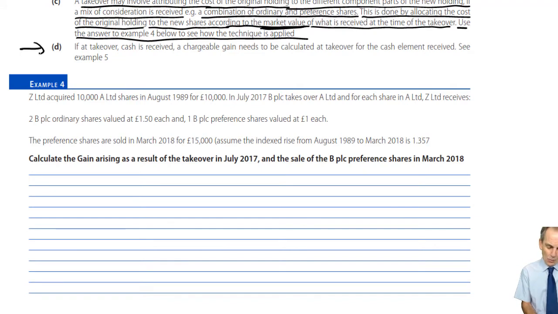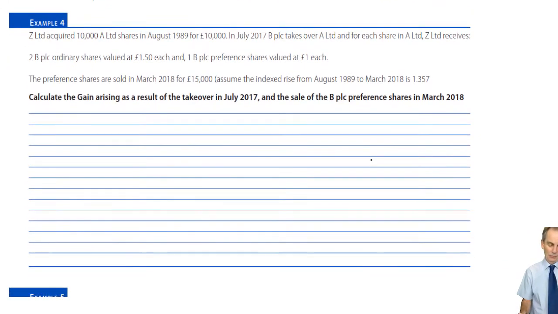We'll then see what would happen if you receive some cash, at least as part of the consideration where there is a takeover. Well, of course, if you receive cash, then an immediate gain will arise. But that's example 5. Let's have a little look at example 4.